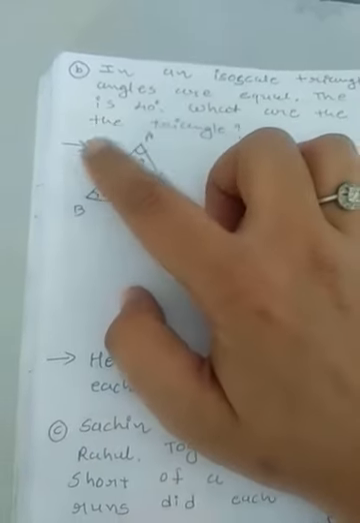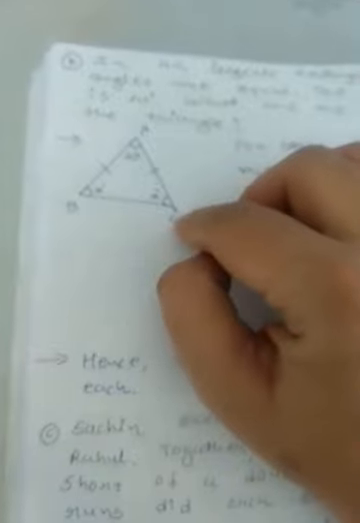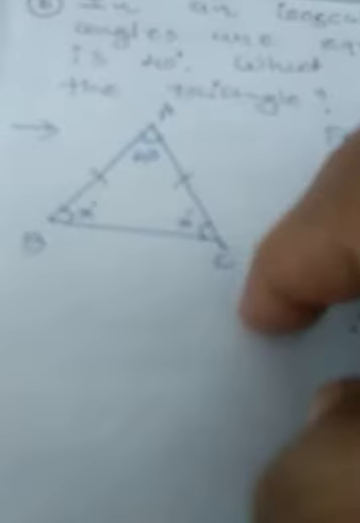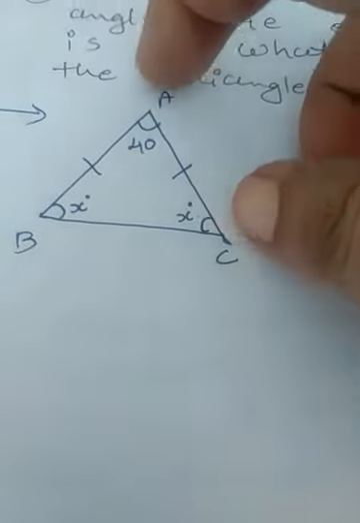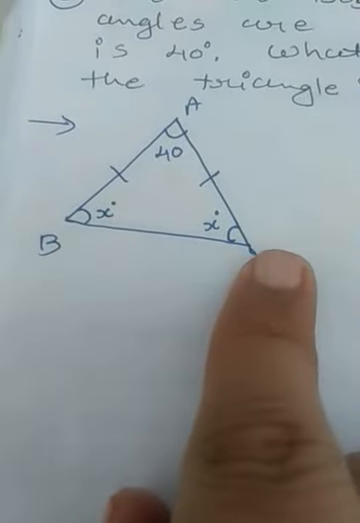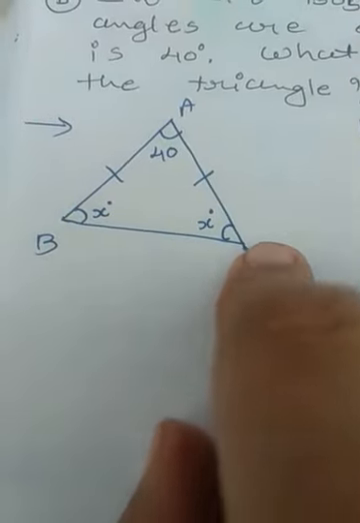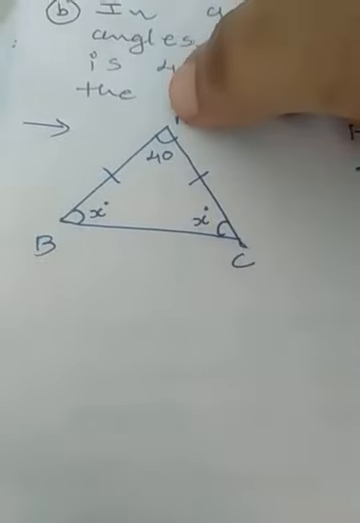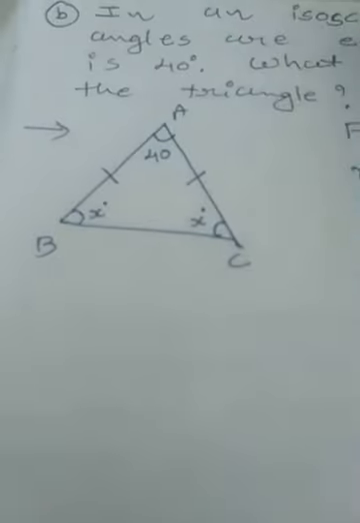So which is the angle opposite AB? C. Similarly, which will be the angle corresponding to AC? Which one is opposite AC? B. So what are they? x. So we will assume that both the angles are x and x degrees. This is called the base angle because it is opposite the base, and the vertex angle is 40, which is given in the question.